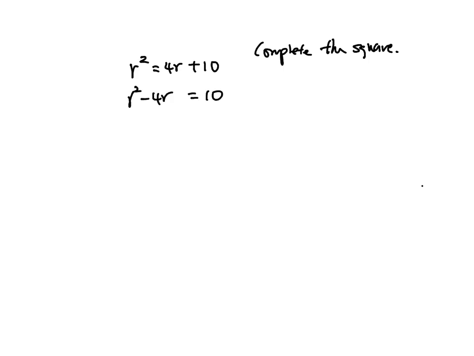You have r squared equals 4r plus 10. Okay? To complete the square, I'm going to move the 4r to the other side. Okay? Right? Notice that 10 stays there. Okay? Completing the square, you don't set it equal to 0. Alright. So now I have r squared minus 4r, and I need to figure out what number I have to add to both sides.